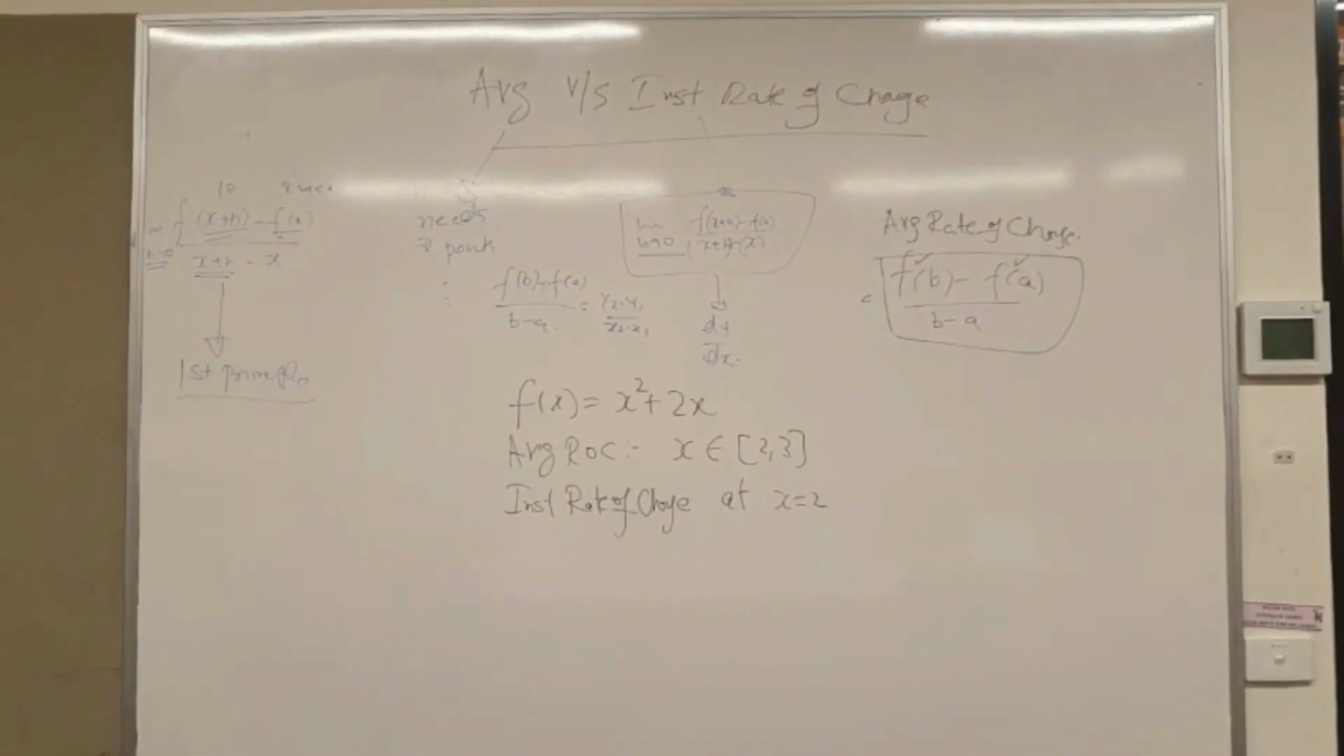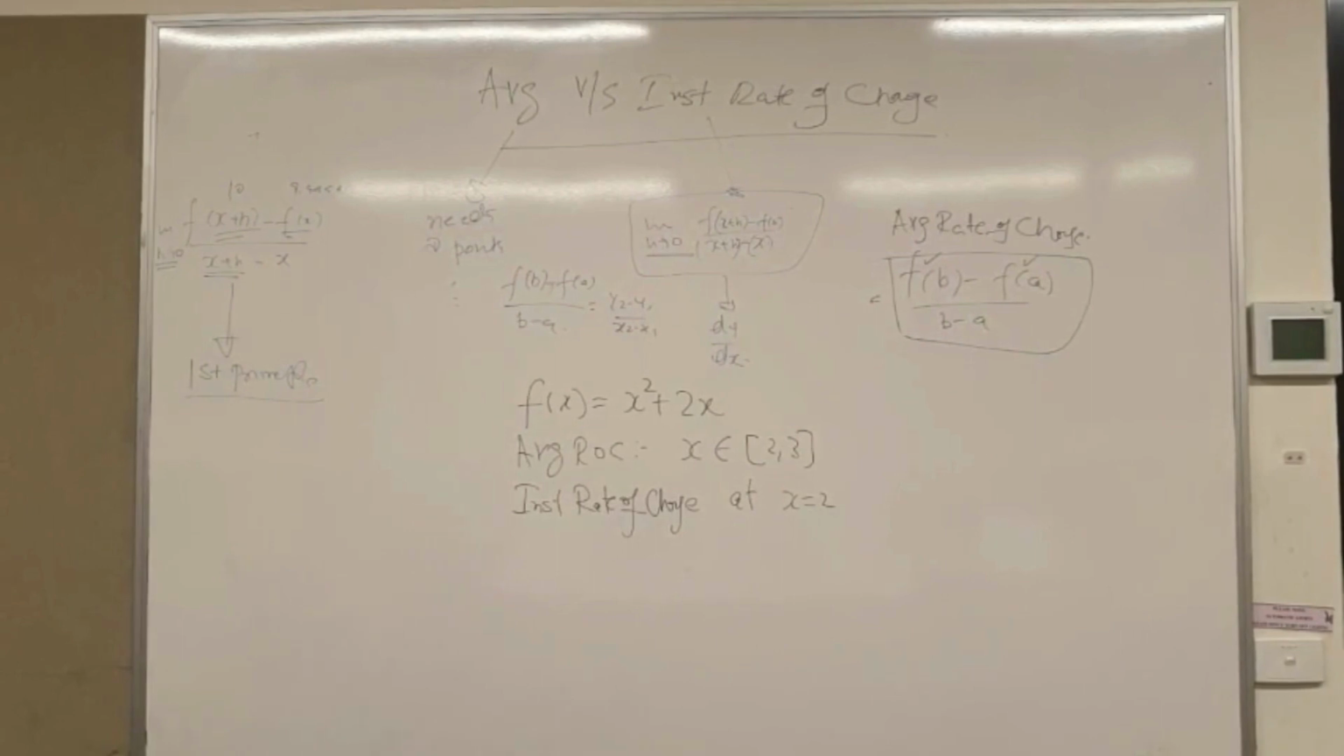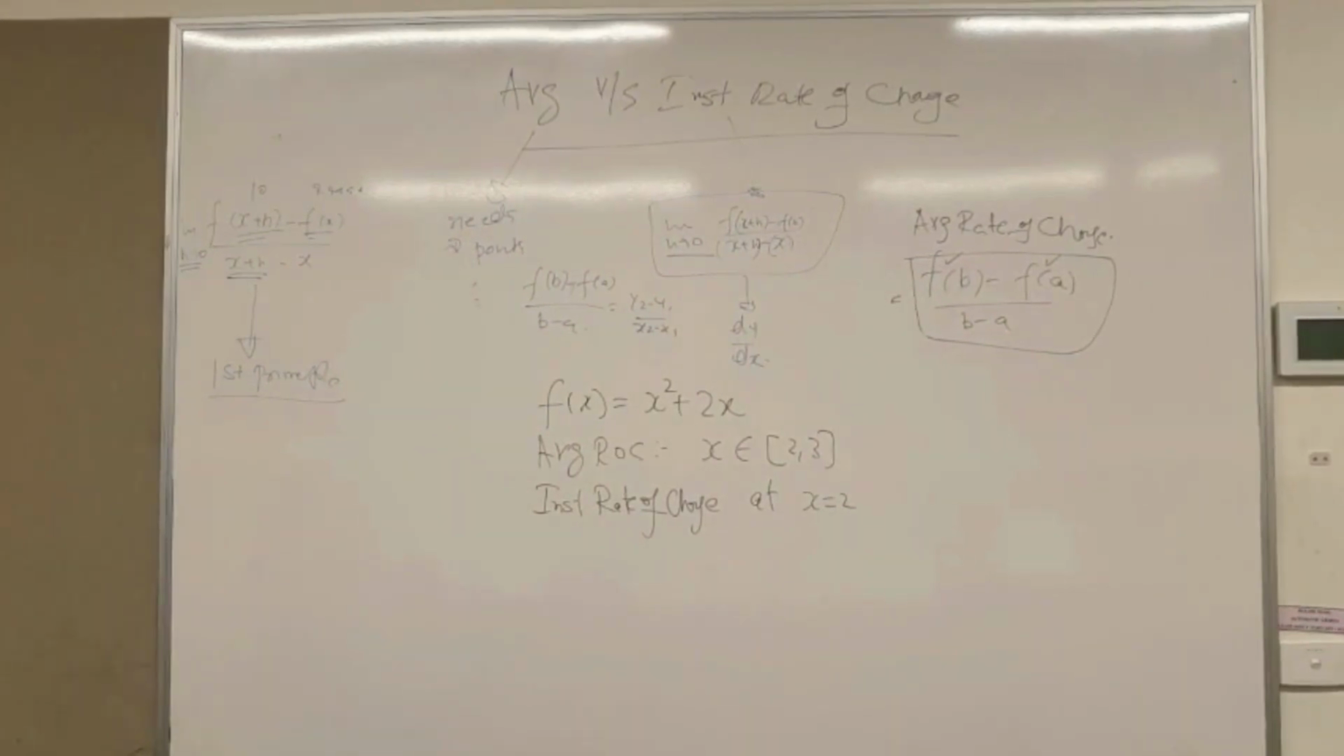Everything's given to you clearly on the board. I'm trying to figure out what I made a mistake on. Sorry? I'm checking the mistake for the average rate of change. Alright, let's quickly check.